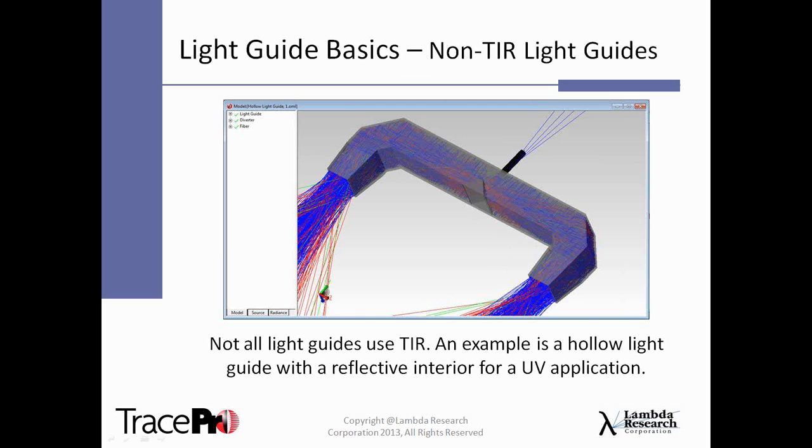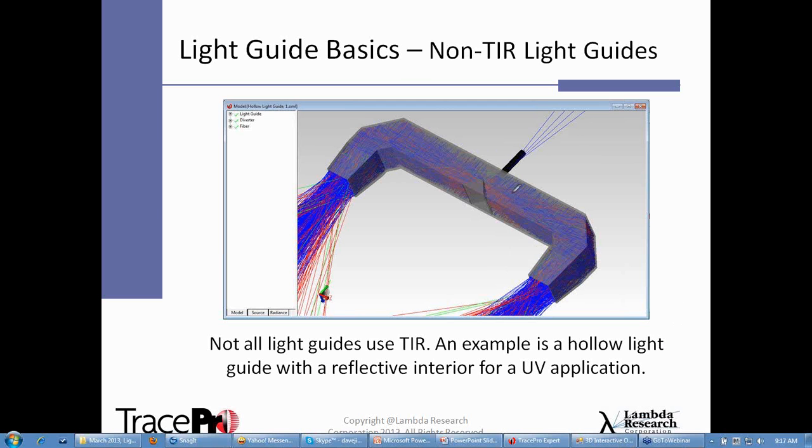In this case, the light was coming in here, and then it was being output on these 2 ports here. So occasionally you may have a light guide that doesn't use TIR.